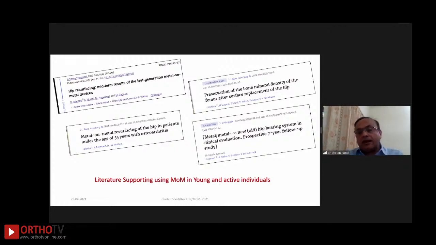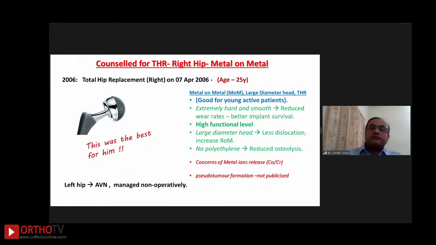A little concern about metal ions. We had recently been trained on resurfacing with Derek McMinn himself, so we decided that we should do something good for him. We selected the best thing which was there for him at that time, which was 2006, a metal-on-metal large diameter head. Extremely large diameter head, very low dislocation rates, good function, a little bit of concern about cobalt chrome.